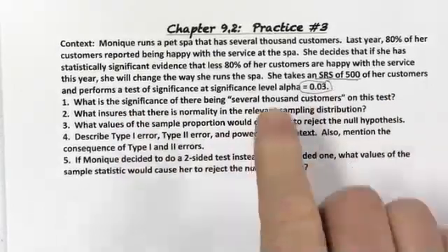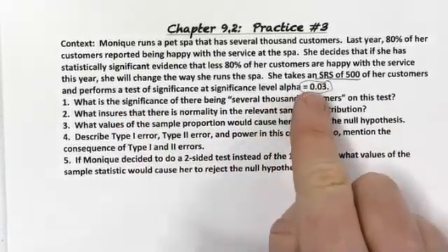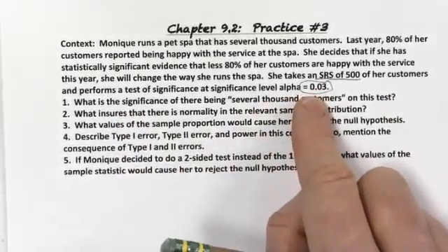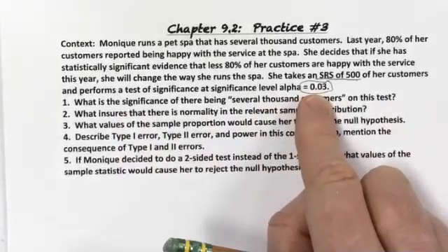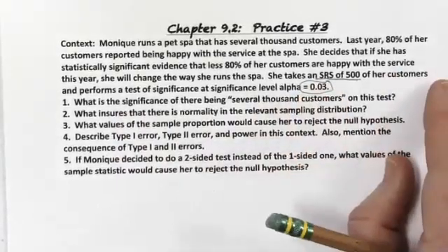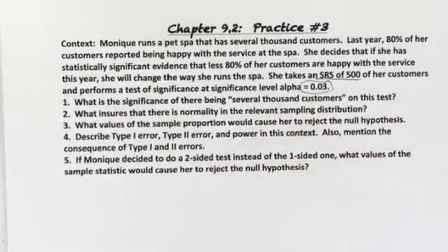Okay, so what that means is if she gets a p-value below 0.03, she's going to reject the null hypothesis. If it's above 0.03, then she's going to fail to reject the null hypothesis.